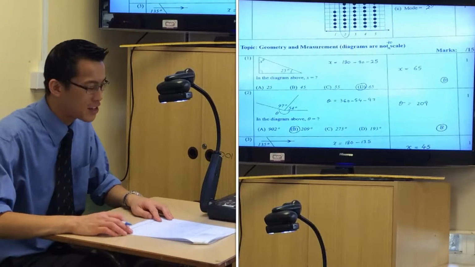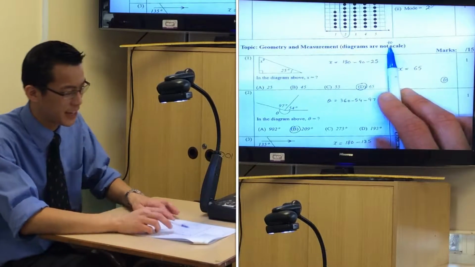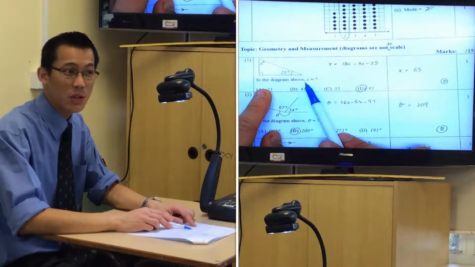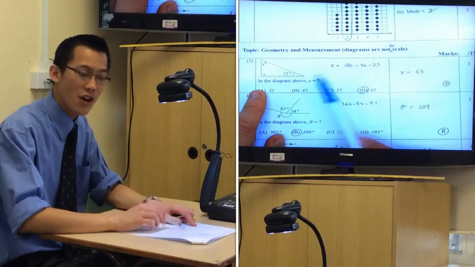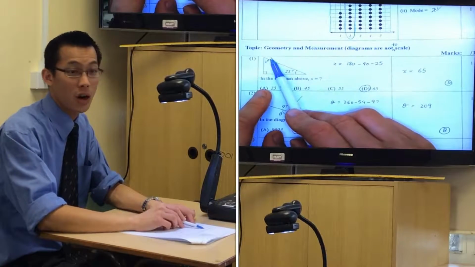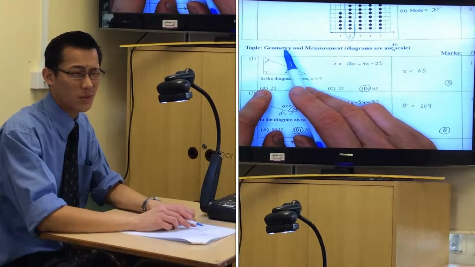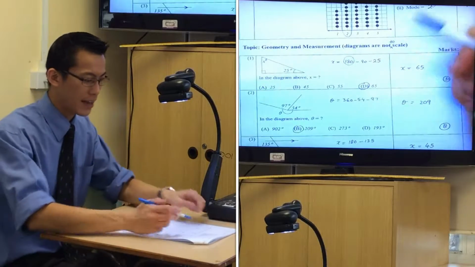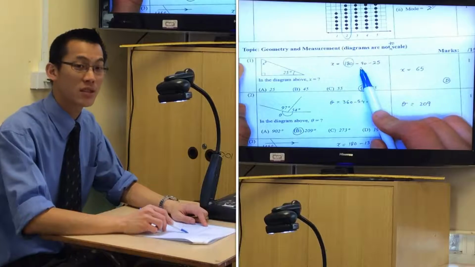Geometry and measurement. Diagrams are not to scale. Let's have a look. In the diagram above, x equals... so you had to find this angle. You had to know that the angle sum of a triangle is 180 degrees. So in order to find x, you take away the other two angles.